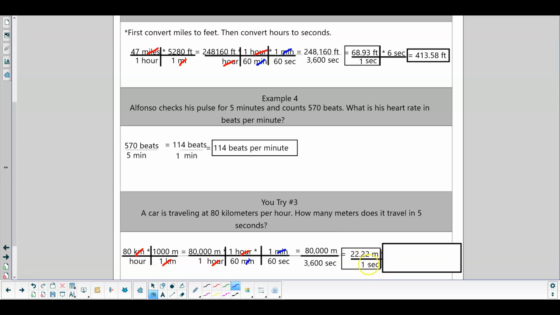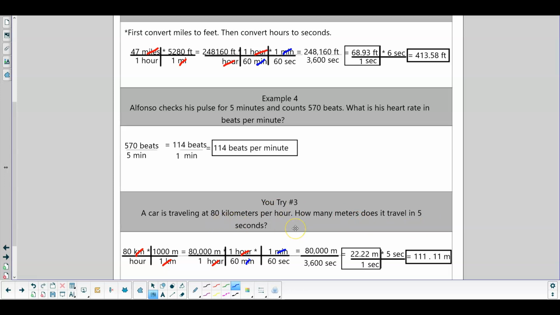And since this is for every 1 second, and we want to know how far the car traveled in 5, we just multiply times 5. All right, so that should bring us to our final answer, which is 111.11 meters for this particular car.